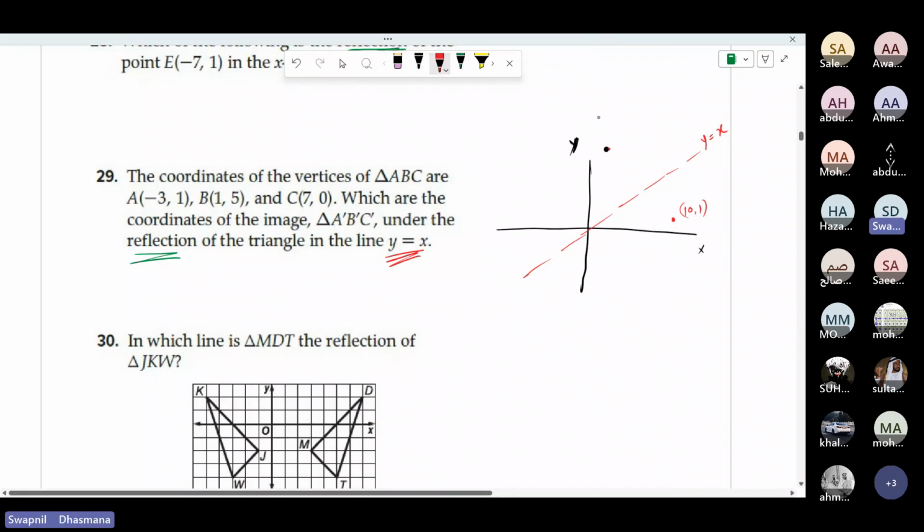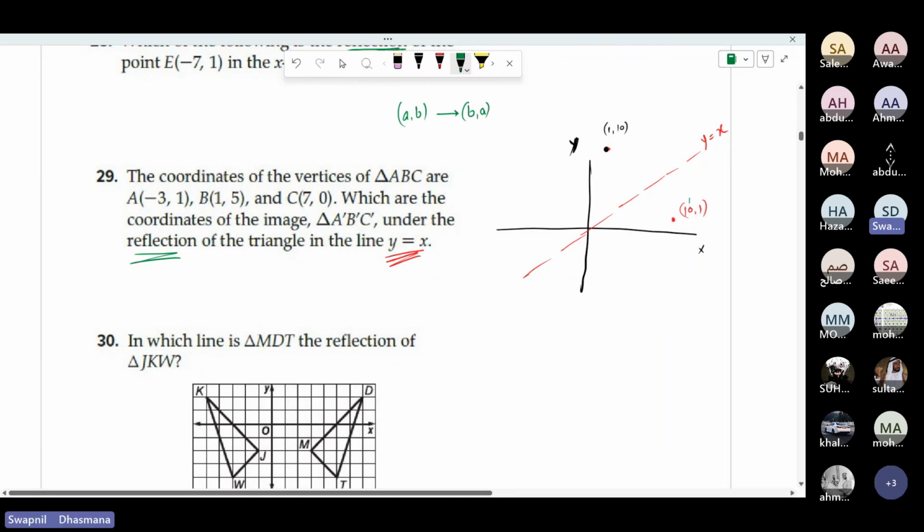Anyone? (1, 10), Mister. Very good. So one to the right, 10 up: (1, 10). So this is just an example. If you have a point AB, that is simply becoming BA.